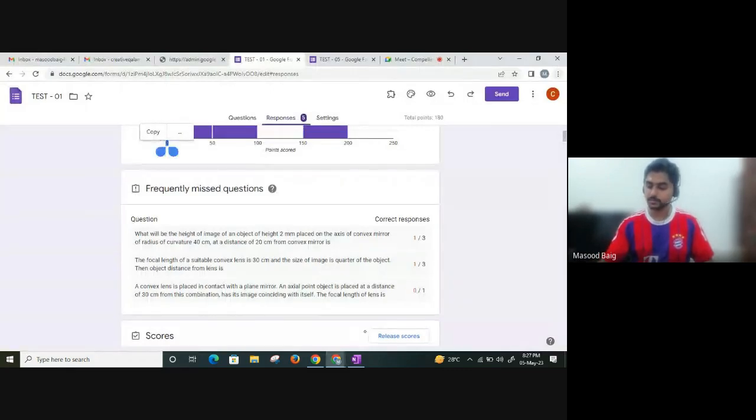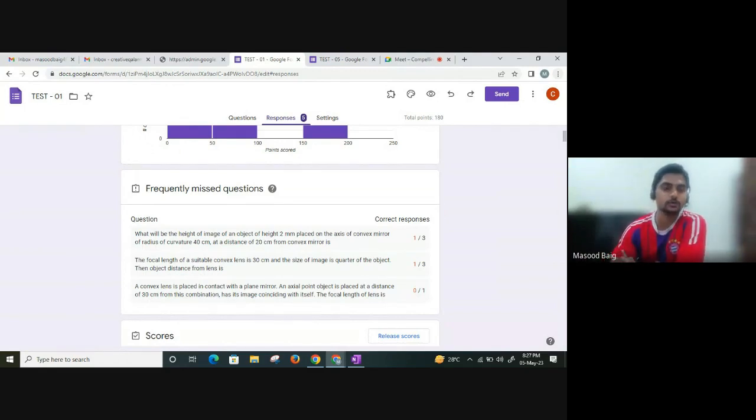Right. So frequently missed questions are there. Those I will just quickly explain for all the tests, guys, so that at least 1 or 2 questions of this type come in the exam. Then it will certainly be helpful to everyone, right?